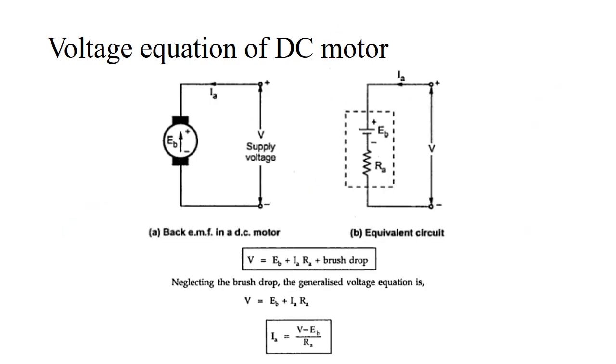Voltage equation of a DC motor. The terminal voltage V is equal to the back EMF in the armature conductor plus the voltage drop across the armature, that is IaRa, plus the brush drop. The brush drop is very small, that is negligible. So it can be modified as V = Eb + IaRa, the back EMF plus the drop across the armature conductor. If you want to find the armature current, then you can use this equation: Ia = (V - Eb)/Ra, the terminal voltage minus back EMF divided by the resistance of the armature.